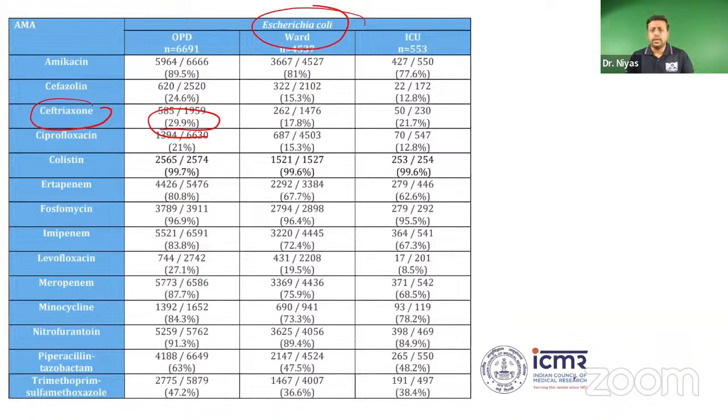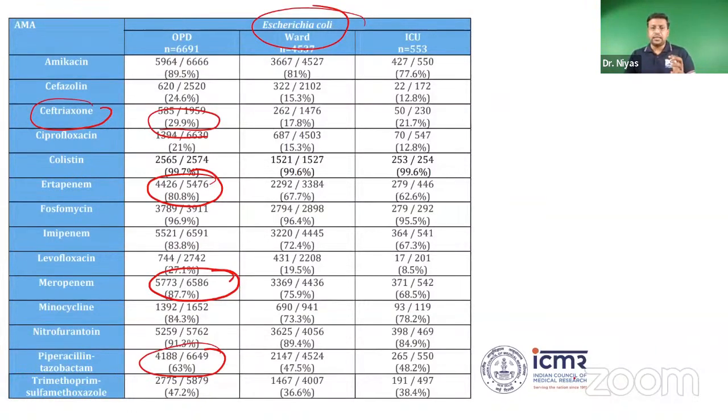Now, the second agent, for example, piperacillin tazobactam is given as 63%, but it changes from place to place. For example, in my place, we have excellent susceptibility to piperacillin tazobactam as well as cefoperazone sulbactam, more than 90%. We use these agents as the primary agents if the patient is not in sepsis. And look at the other agents like ertapenem, which is around 80% susceptible. Meropenem has around 87.7% susceptibility.